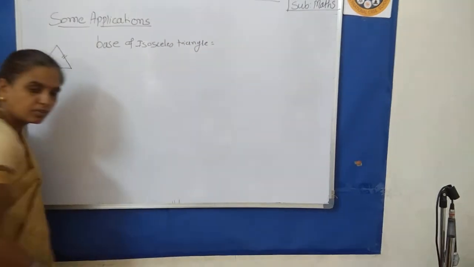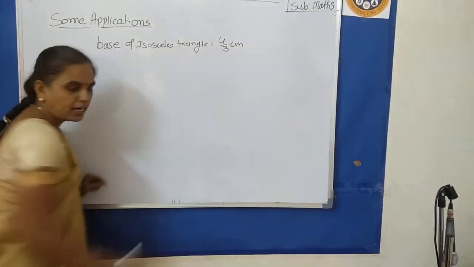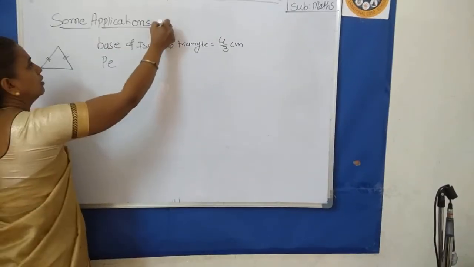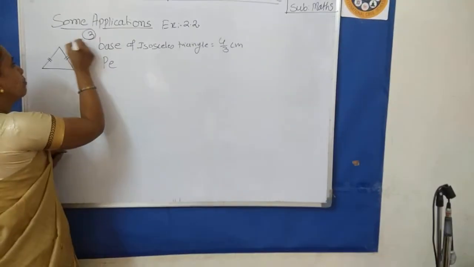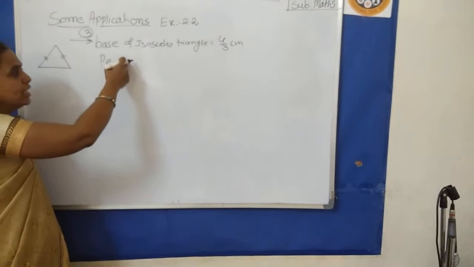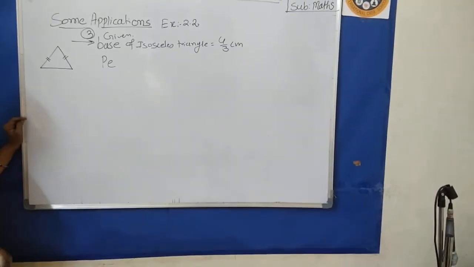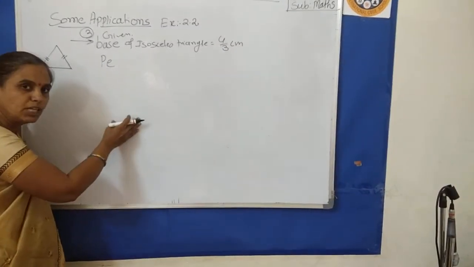Base is equal to 4/3 centimeter, and the perimeter of the isosceles triangle is given. This is the third example from exercise 2.2, and now the solution. See carefully. When we are going to solve a word problem based on a linear equation, we first write down what is given in the example, then we decide where to put the variable, and after that we form the linear equation.